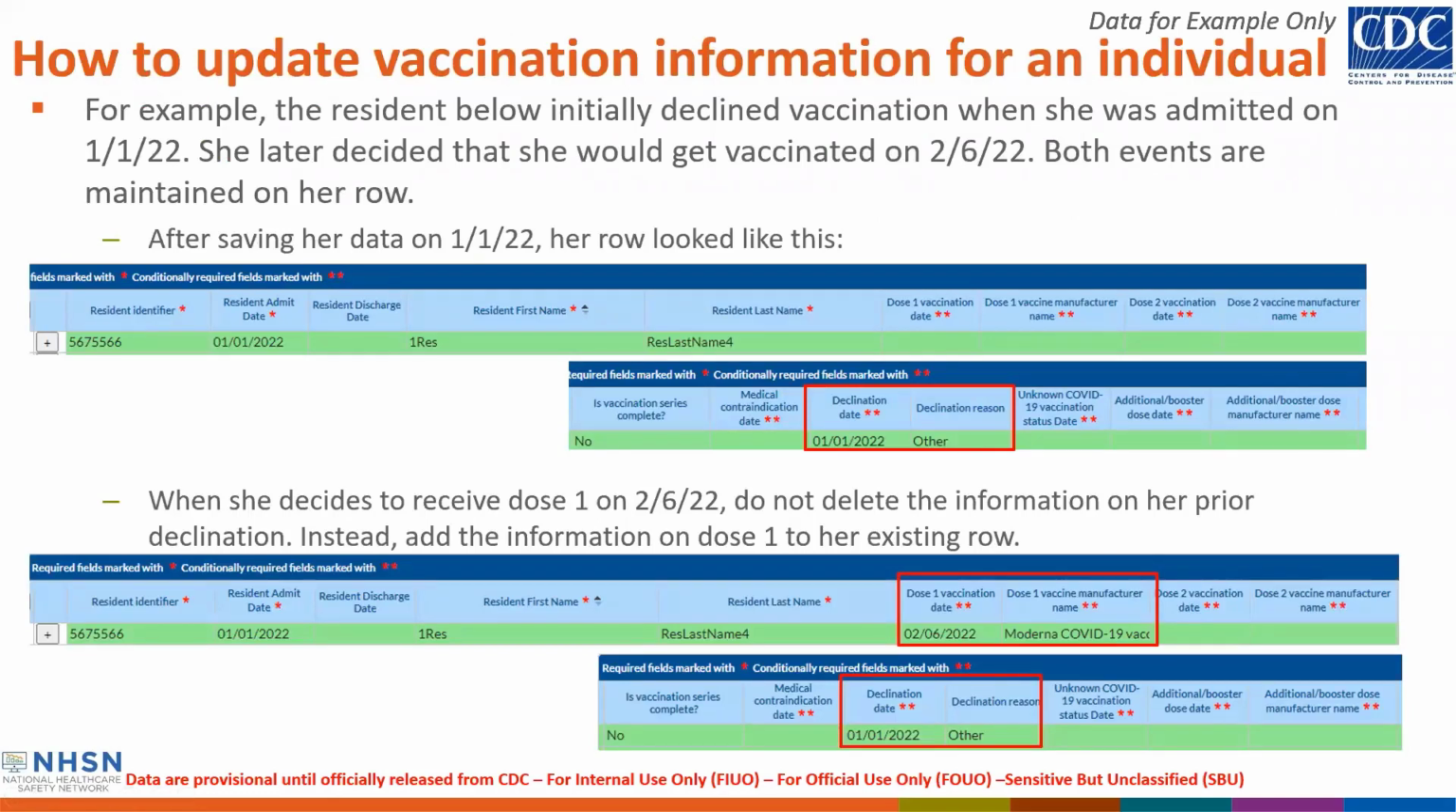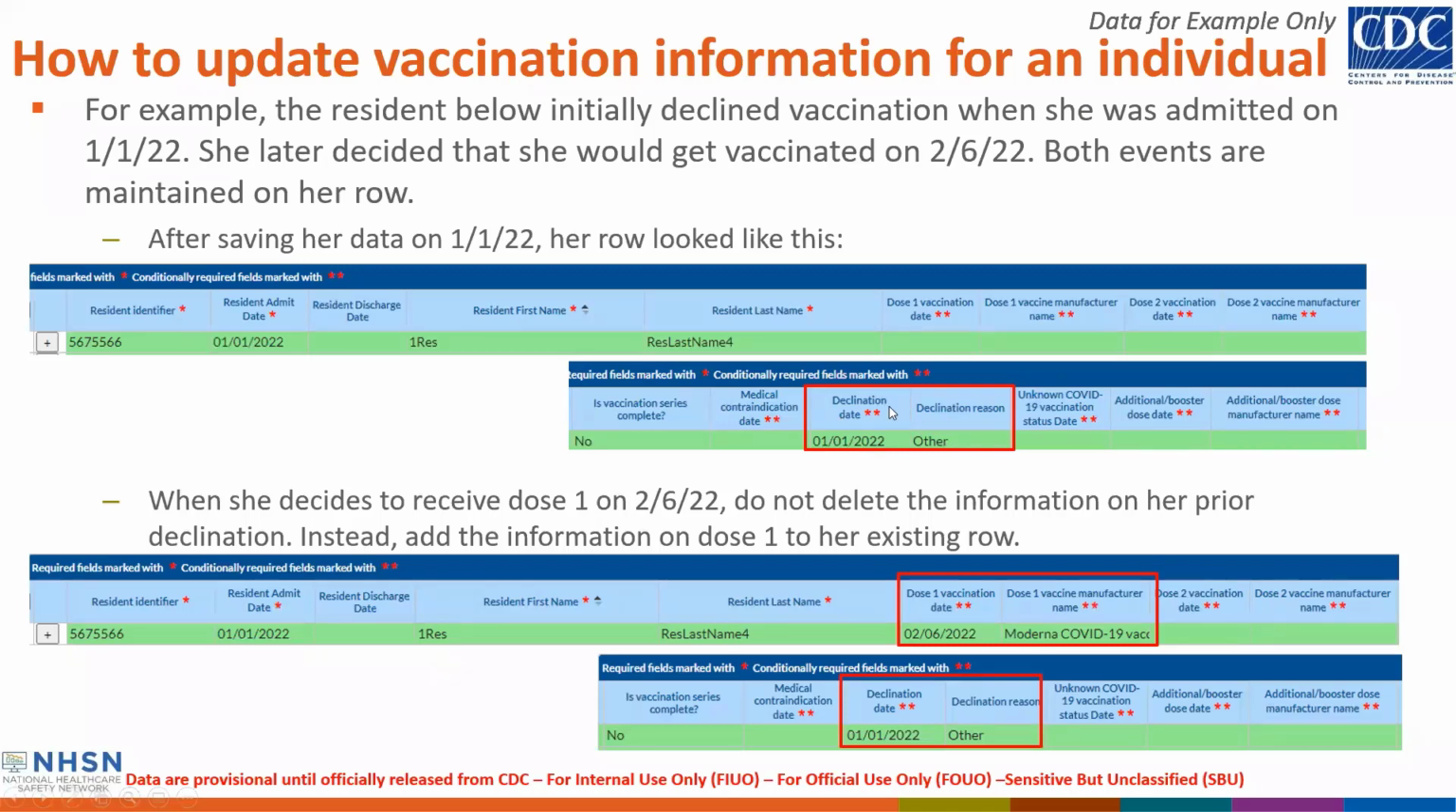So Hannah, maybe you can walk us through that in closer detail here. Sure. So this is the example that Heather just walked through. Initially, when she is admitted to the facility on 1/1, she declines vaccination. So that's what you see in this top half of the screen. We have her admission date of 1/1, her first name, last name. She doesn't have any doses. And so what we enter is that she declined. So she declined on 1/1.